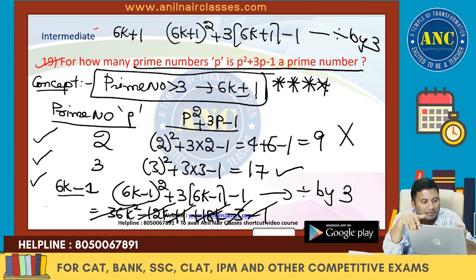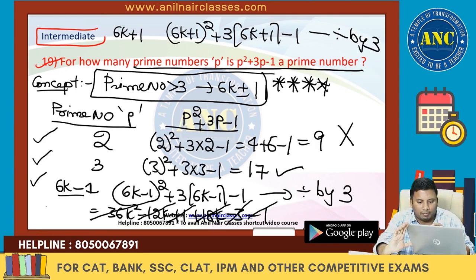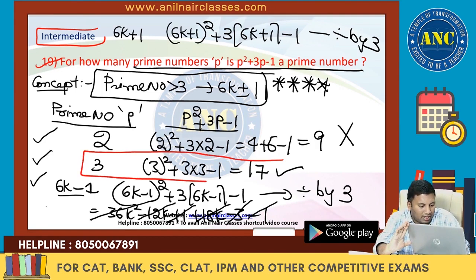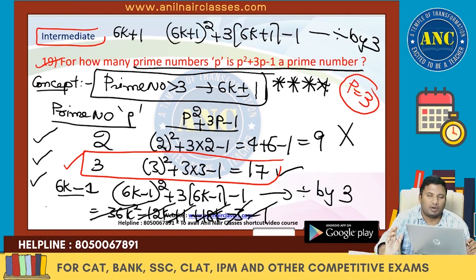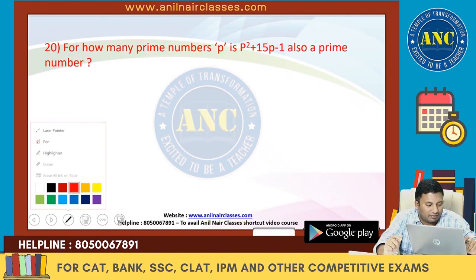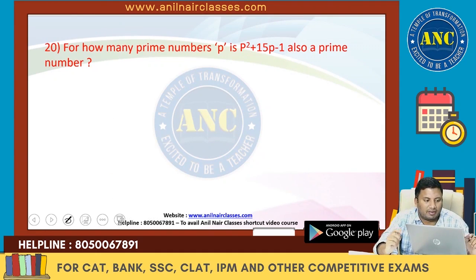Another good level. Now we are increasing the level, sir. Intermediate level questions. How many prime numbers make this number a prime number? The only prime number which makes this number a prime value is p equal to 3. Answer is 1 value. 20th question. Now here onwards, listen carefully, sir. I am increasing the level of difficulty.